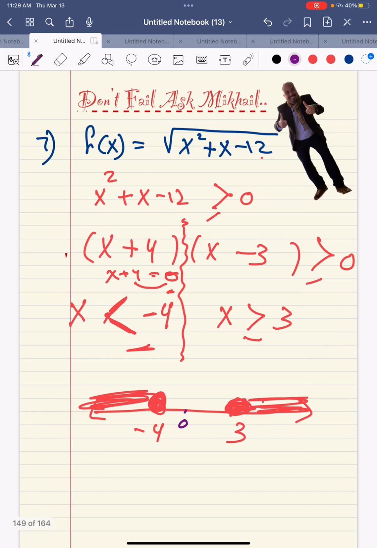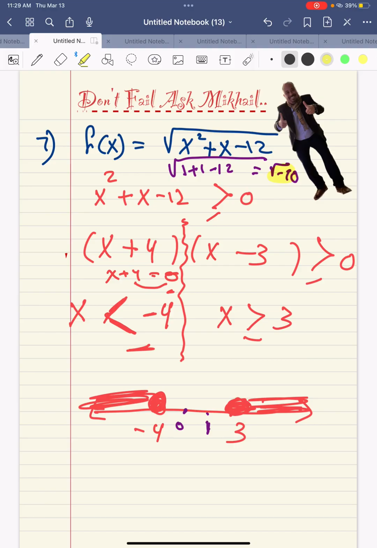If I put 0, what am I going to have? I'll have 0 plus 0 minus 12 under the radical, which is radical negative 12. Negative is no good. You cannot have a negative under the radical. What if I try 1? x equal to 1. So, let me erase this. Now I'm going to do x equals 1. So, radical 1 squared is 1 plus 1 minus 12, which equals radical negative 10. Also no good, because you have a negative under the radical.